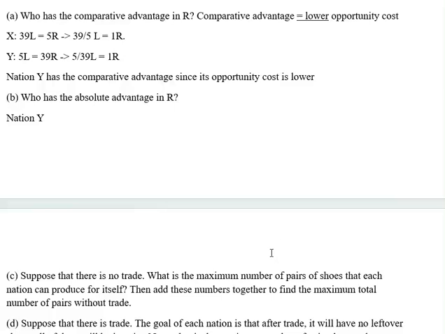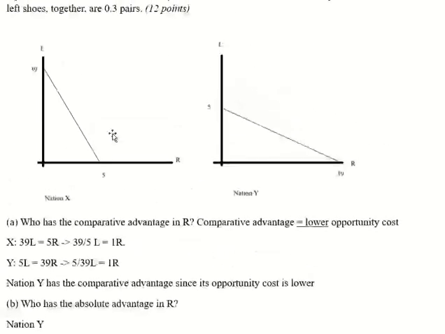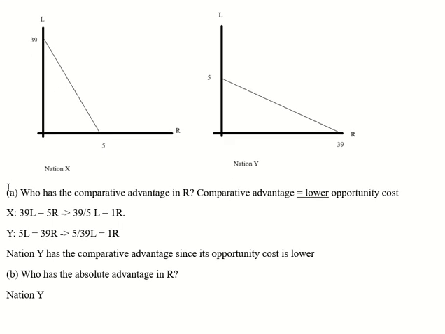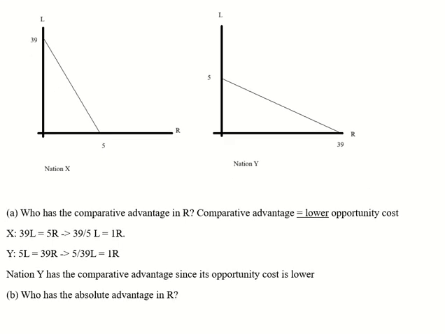Now part C requires a bit of math, but it's fairly straightforward. It's just two linear equations for two unknowns. So we gotta find the equation of this line for nation X's PPF. So I'll go write that over here so you can see it. The intercept is where the line crosses the y-axis, and that happens at 39. The slope is the rise over the run, so the rise is 39, and the run is 5, and it's also downward, so that tells you it's minus 39 over 5.